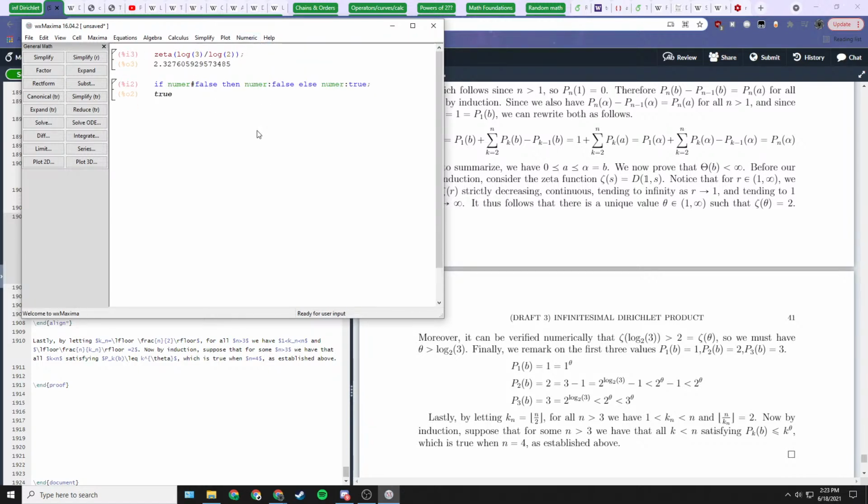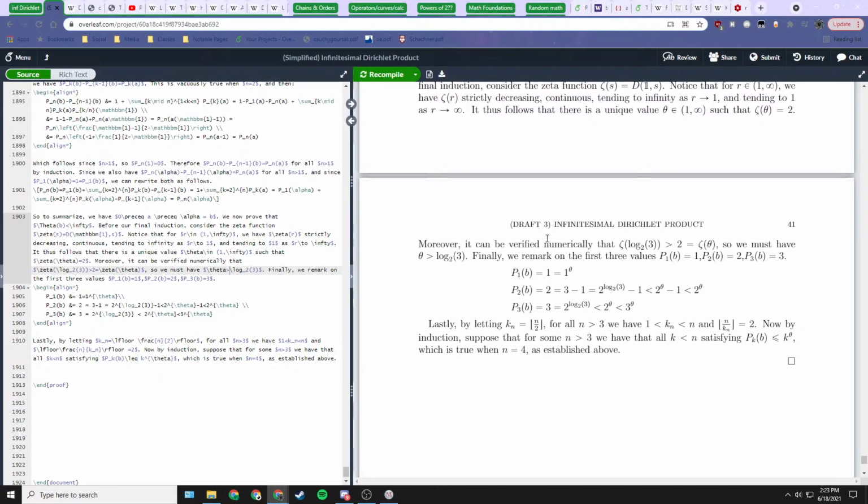Wow, it's greater than 2. So there it is. By the way, zeta of log base 2 of 3 is right there, strictly greater than 2. 2.327. It's a good thing that I double checked that. Okay, so it can be verified numerically that zeta of log base 2 of 3 is greater than 2, which as we know is zeta of theta. Since zeta is strictly decreasing and this is larger, it must be the case that theta is greater than log base 2 of 3.